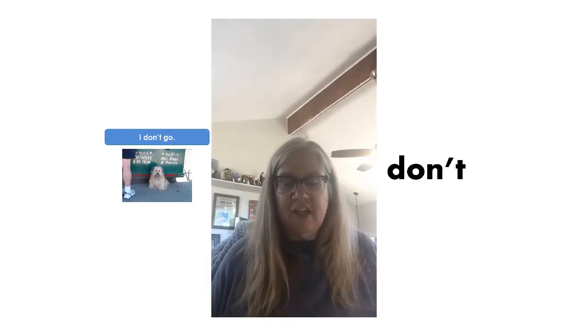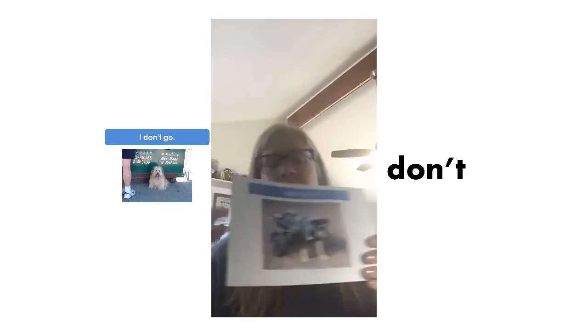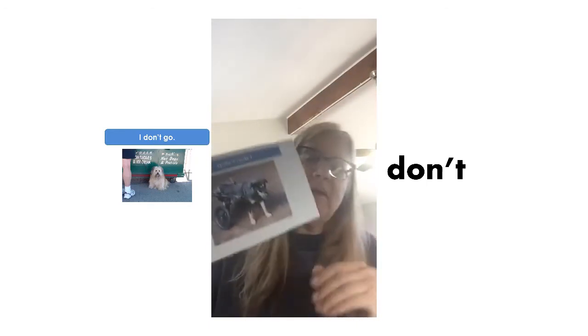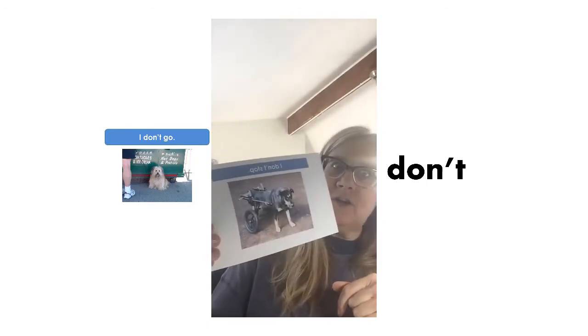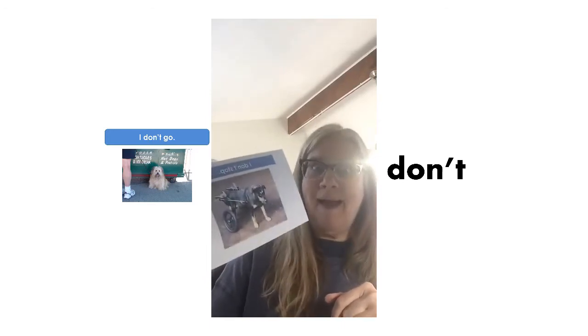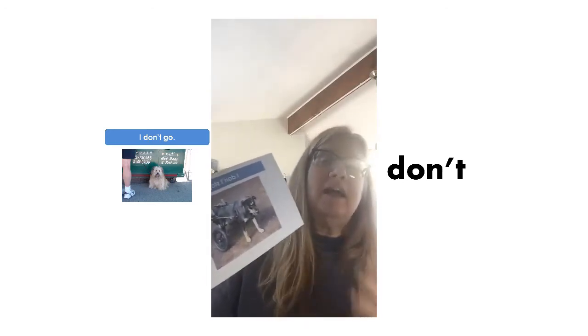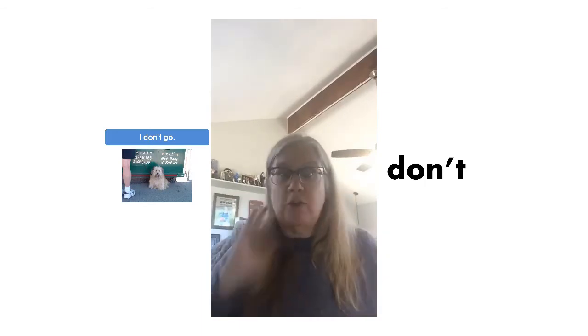And then you read the next page, and now we can talk about this dog. Wow, that dog's using a wheelchair. That dog is black. I bet you he's fast. And so you can introduce more vocabulary as you go through the story.